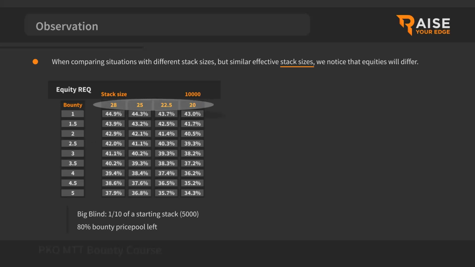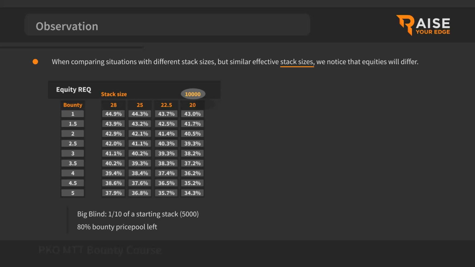And these are the stack sizes which we want to look at. The big blind should be 1/10 of a starting stack. So the blinds in this case are 500, 250, and 50. And at this stage of the tournament, roughly 80% of the bounty prize pool is left. So when you have 20 big blinds, 20 divided by 10 is exactly 2 starting stacks. So you would have 10,000 chips in this case.